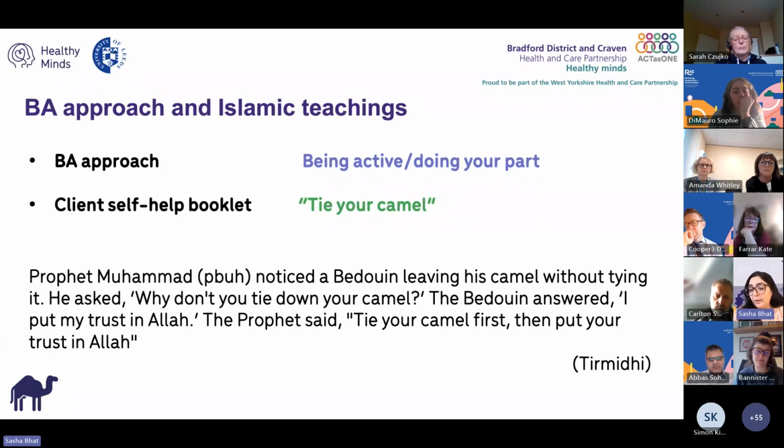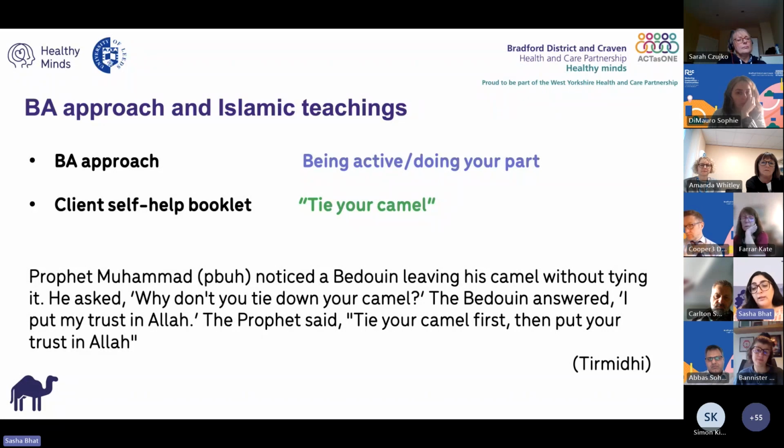And the Bedouin responded and said, well, I'm putting all my trust in God. And the Prophet himself said, well, tie your camel first and then you put your trust in God. That is a story, but it's what the adaptive therapy does.